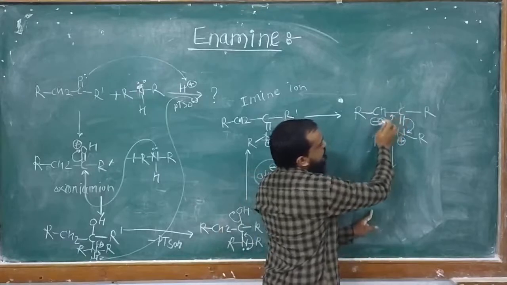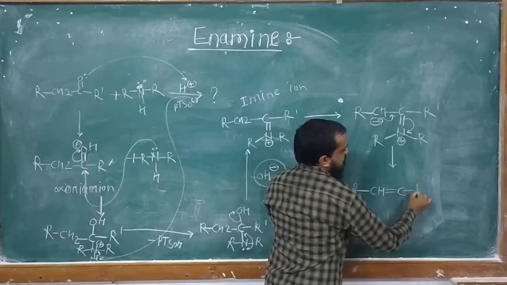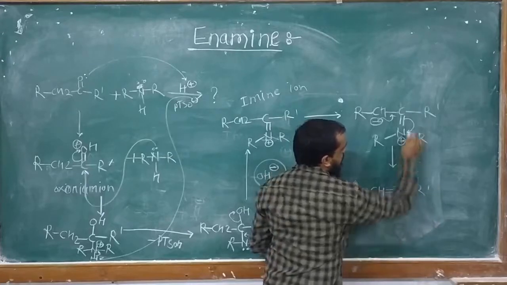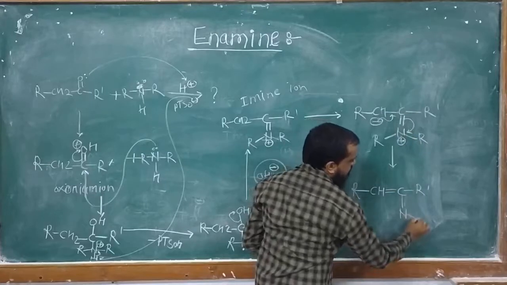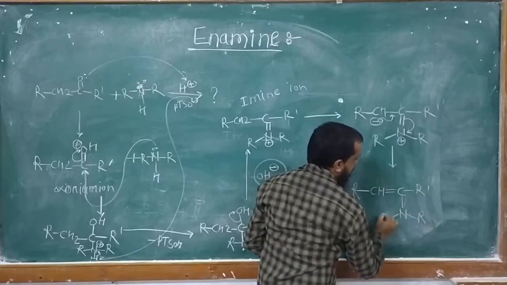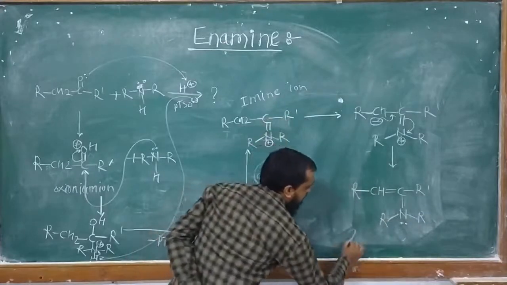This negative charge shifts between this carbon, so here a pi bond will be generated. This is R, H. This pi bond shifts towards the nitrogen. Nitrogen stabilizes its positive charge and regains its lone pair. So this is our final product, secondary enamine.